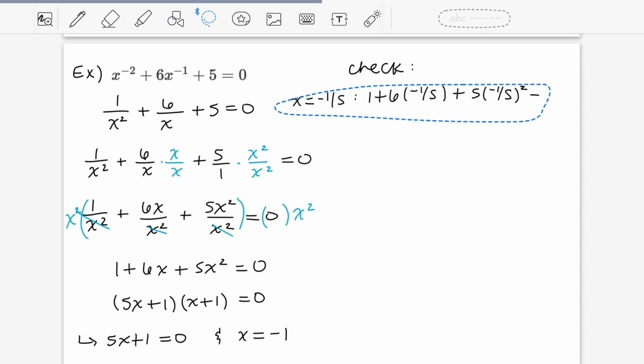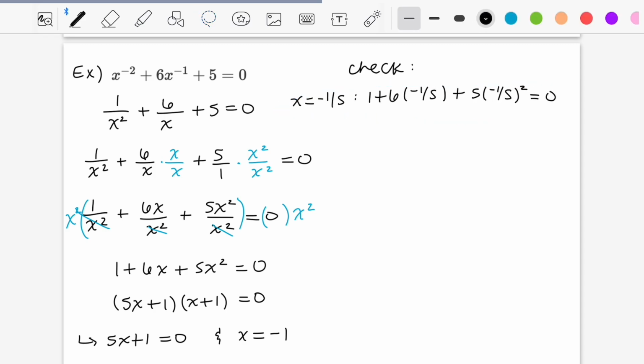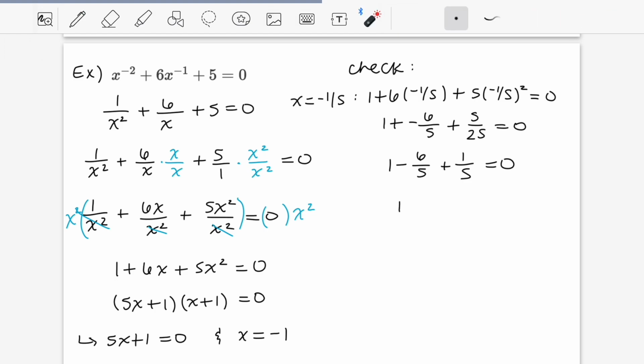Move this over again. All right, so we get 1 plus negative 6 over 5 plus 5 over 25 here. Dividing by 5 on the top and bottom of this guy will give us 1 over 5. So we have 1 minus 6 over 5 plus 1 over 5 is equal to 0. So we get 1, and we have minus 6 over 5 plus 1 over 5. So this will be minus 5 over 5, which is the same thing as 1. So we get 1 minus 1, which is equal to 0. So negative 1/5 is a solution.